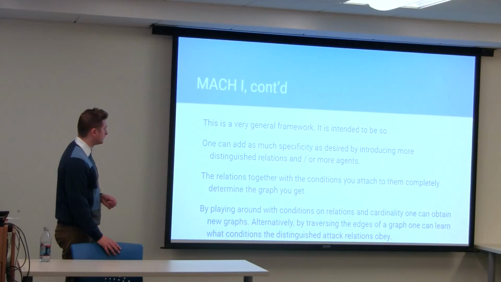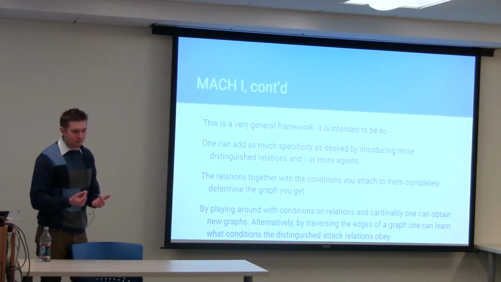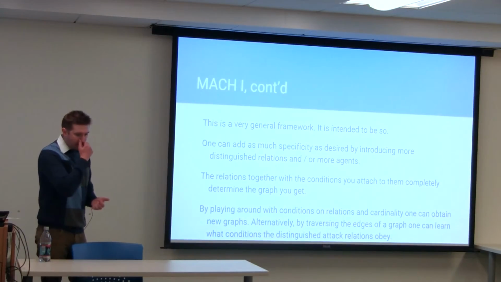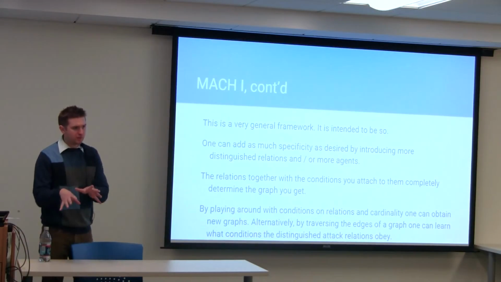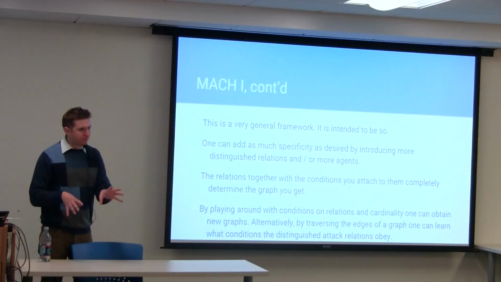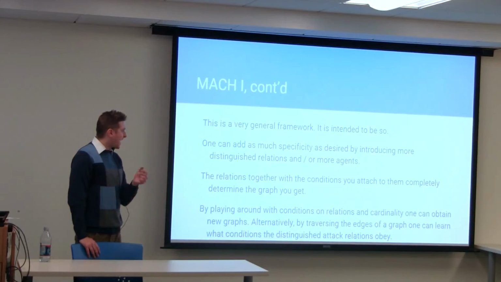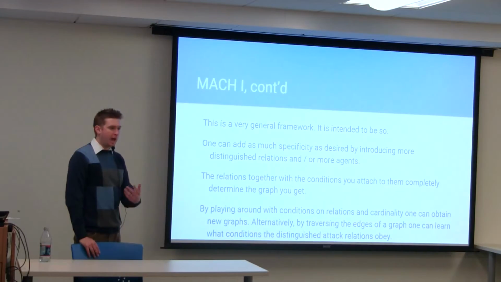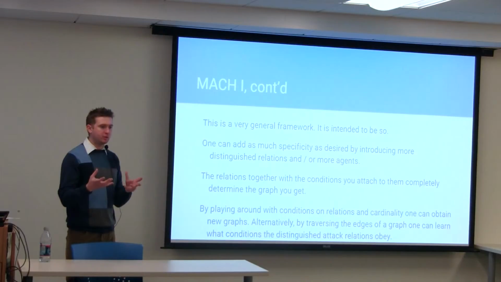Relations together with the conditions you attach are complete. So if you want to emphasize something, or you want to say something very specific about your graph, or the collection of agents that you have within that graph, all you need to do is tack on a very specific condition that the relation has to obey. Or you can add predicates on top of the collection of agents you have if you don't want it to be a dual two-way relation.